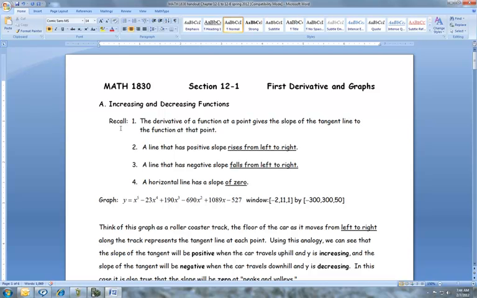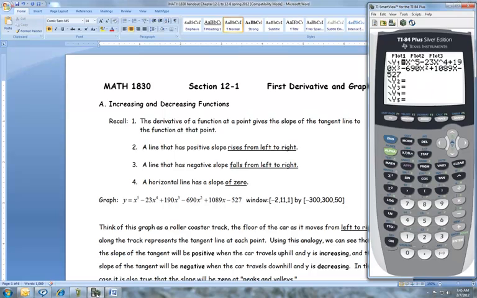Number 2, it says a line that has positive slope rises from left to right. A line that has negative slope, it's decreasing, falls from left to right. A horizontal line has a slope of 0. Now I've got this function that I would like to graph. I've already started it in my calculator.